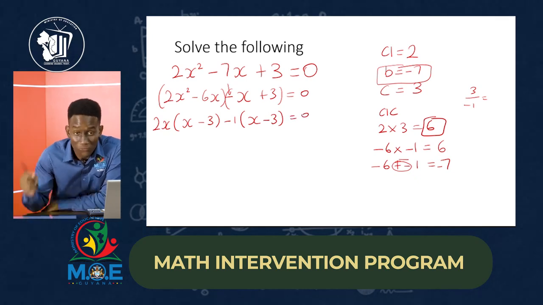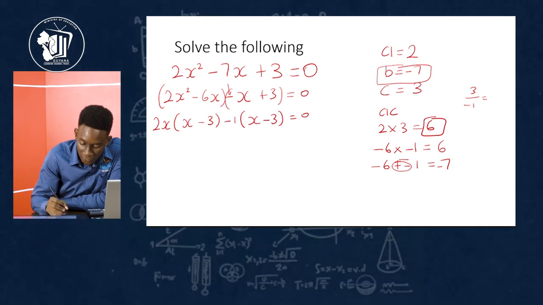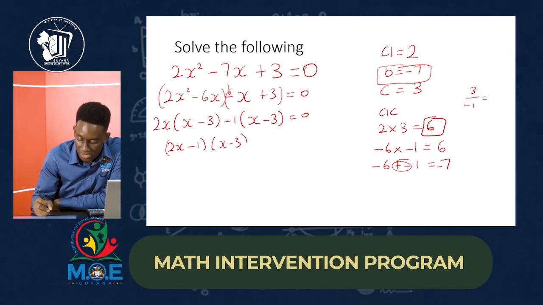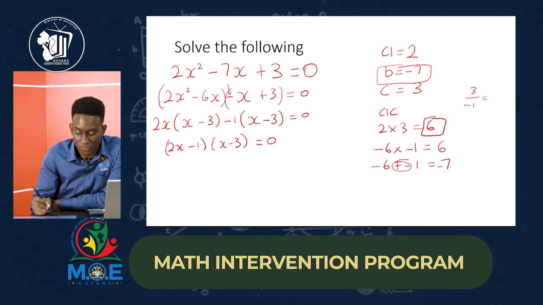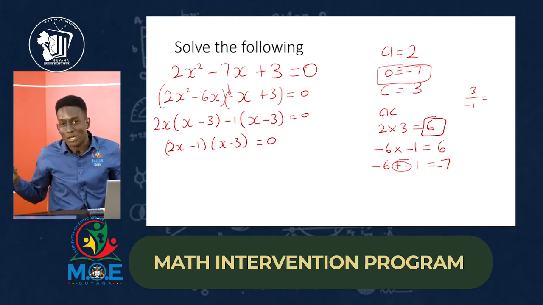And then the last step to factorize this, we take what is outside and we put it in a bracket. So this will be 2x subtract 1 in one bracket, and x minus 3 in another bracket, and that is equal to 0. So that is how we factorize.